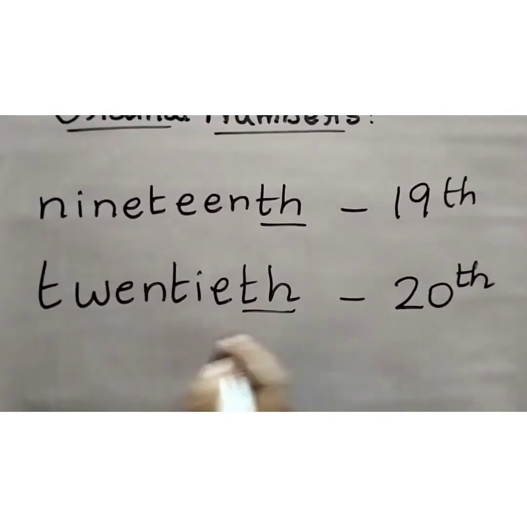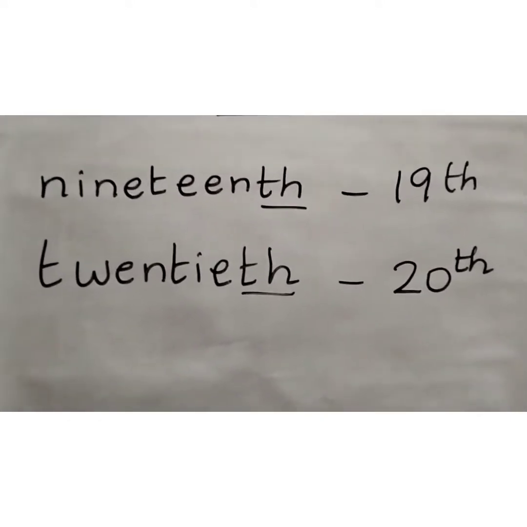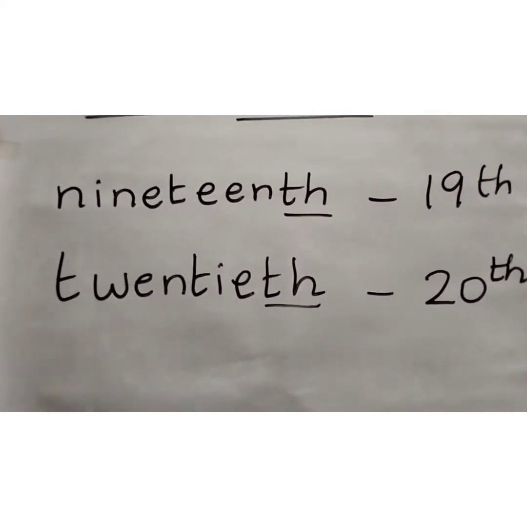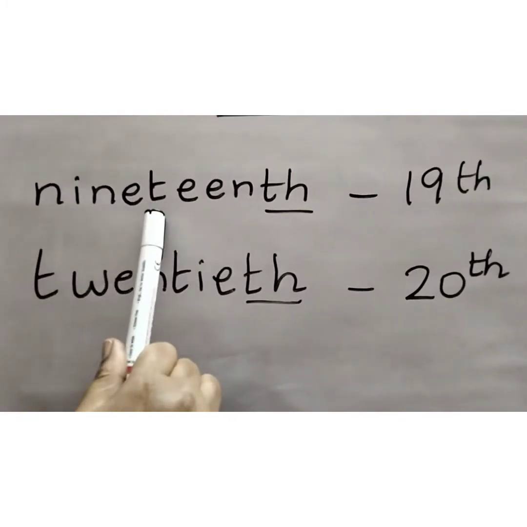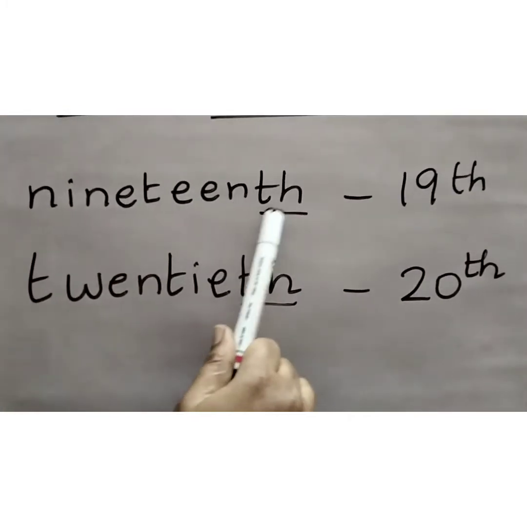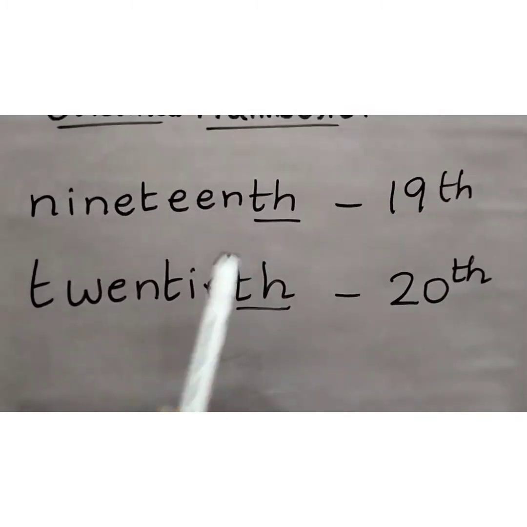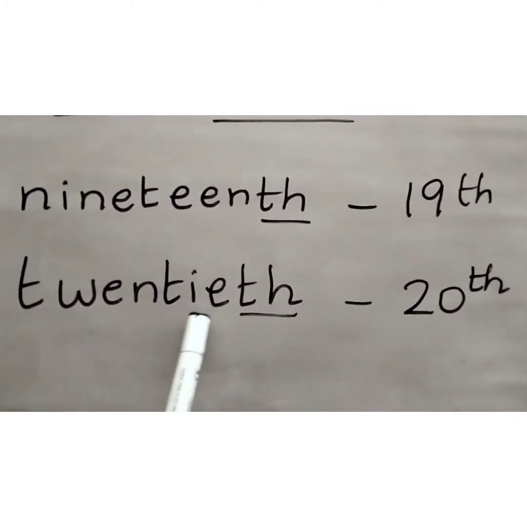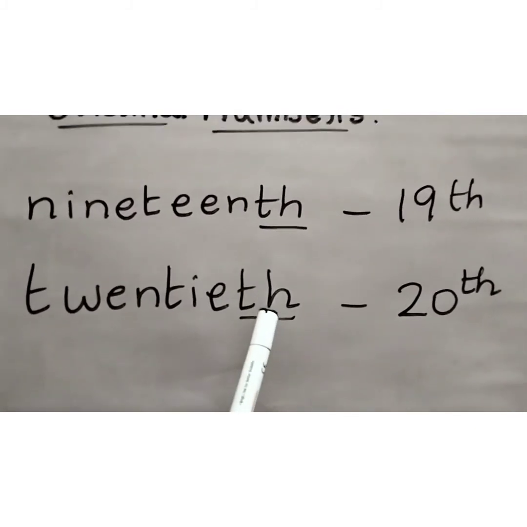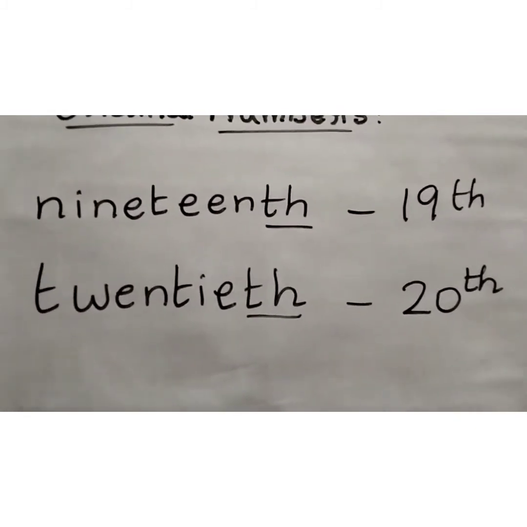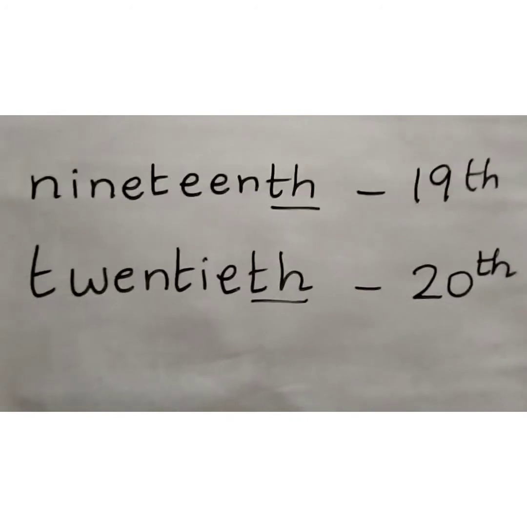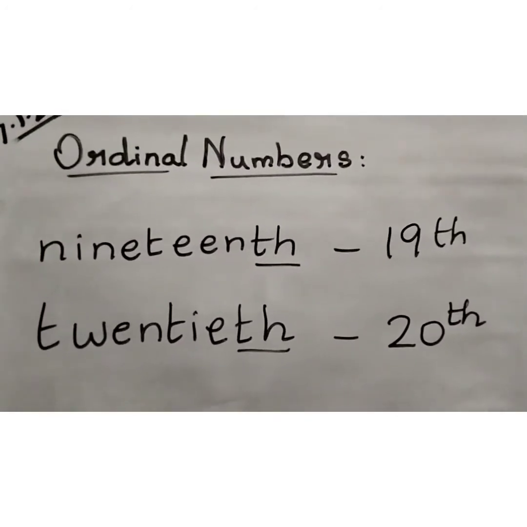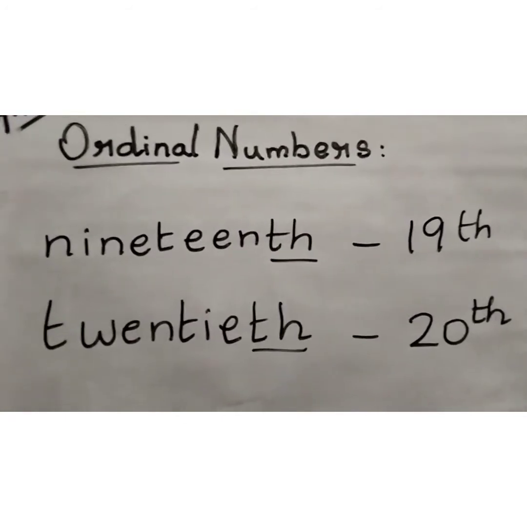So N-I-N-E-T-E-E-N-T-H. Nineteenth, 19th. Twentieth, 20th. So now we learned ordinal numbers from 11th to 20th, isn't it?